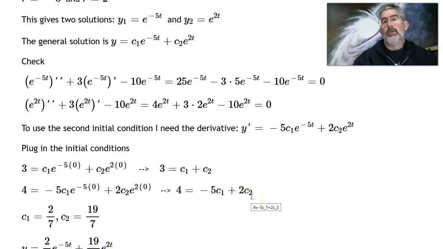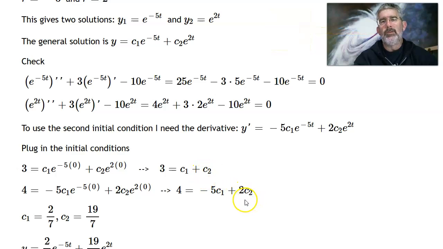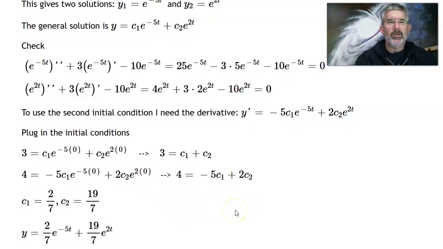What I have here is a system of 2 equations in 2 unknowns. Solve them how you see best. Some people do substitution, some people do elimination. Personally, I would multiply this top equation by 5, get 15 equals 5c1 plus 5c2, and then add the equations. The 15 plus 4 is 19, the c1s cancel out, and the 5c2 plus 2c2 is 7c2. So 19 equals 7c2, and c2 is equal to 19 over 7. Likewise, I would multiply this top one by negative 2 and get negative 6 minus 2c1 and so on. Anyway, the 2s cancel out and you get that c1 is 2 over 7.